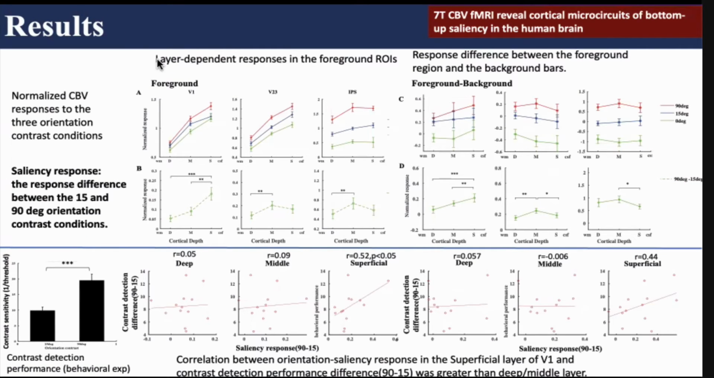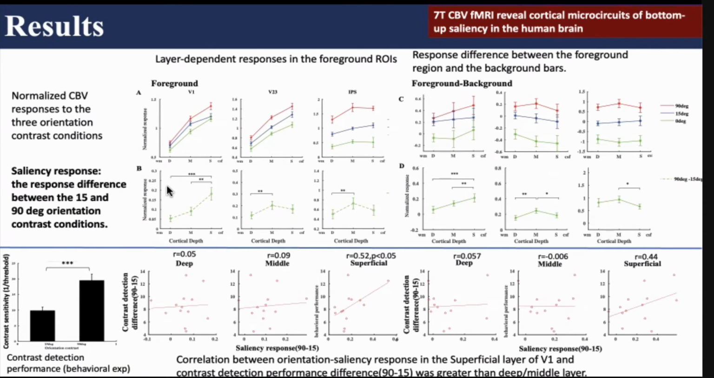we got the layer dependent response in the foreground ROIs in figure A. We also get the layer response difference between the foreground region and the background bars. And in figure A and figure C, we can see the normalized CBV response to the three orientation contrast conditions. And in all cortical areas, we can also see that the higher orientation contrast has the stronger fMRI response.